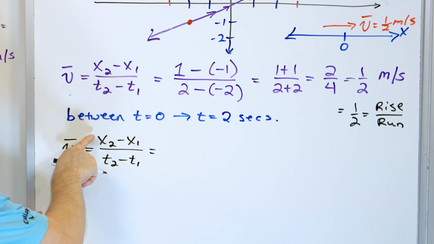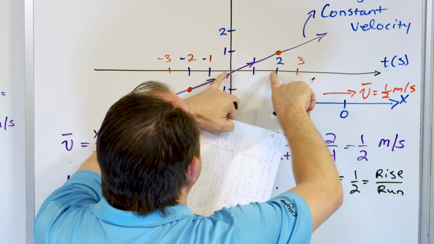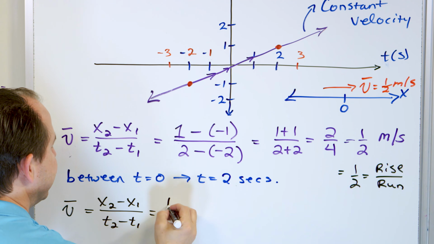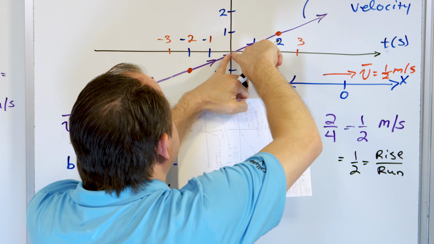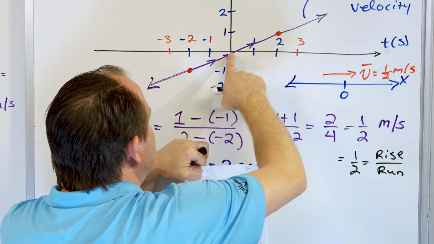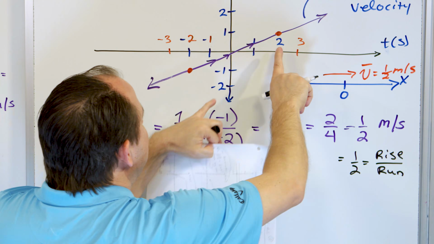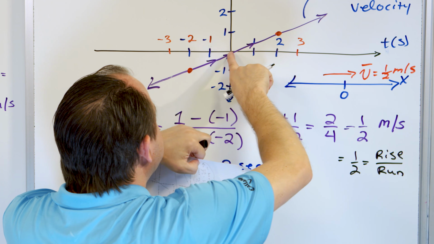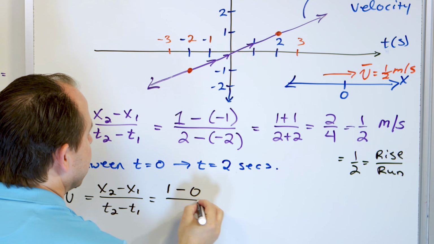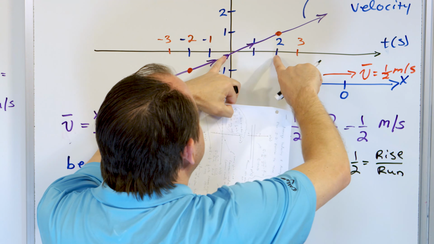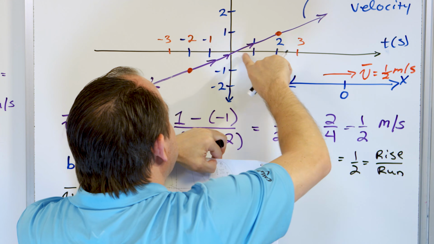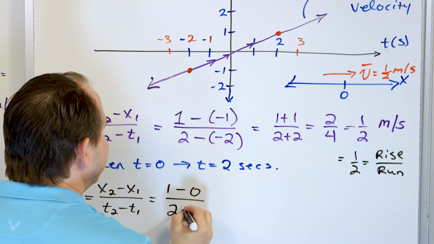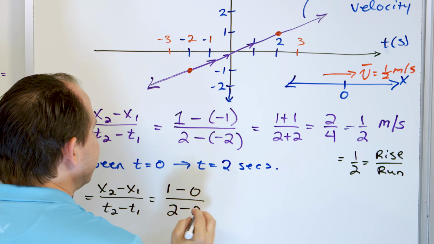All right, so where is my final position? If I'm only looking between 0 and 2 seconds, my final position is up here at 1 meter away, positive 1 meter away. But my initial position at time 0 is at the origin, 0. So final position is at 1 meter. Initial position at time 0 is 0 meters. All right? Now the final time is 2 seconds and the initial time is 0 seconds, because that's my window here.